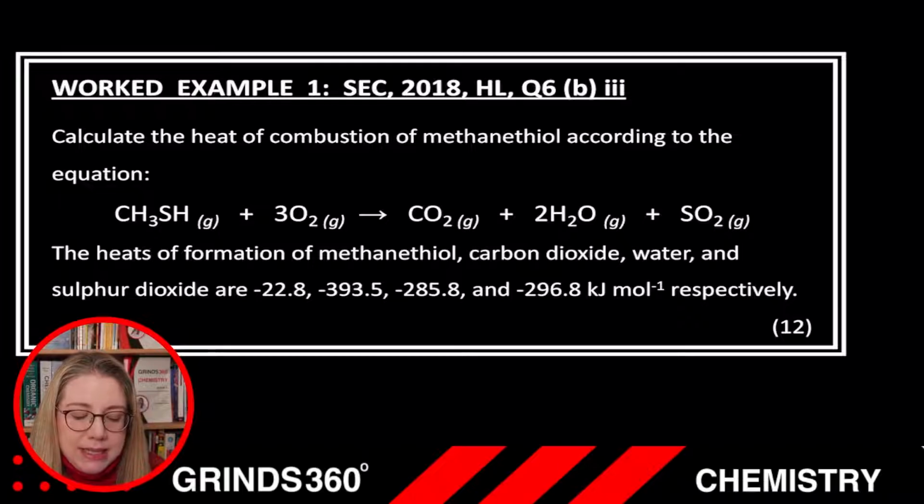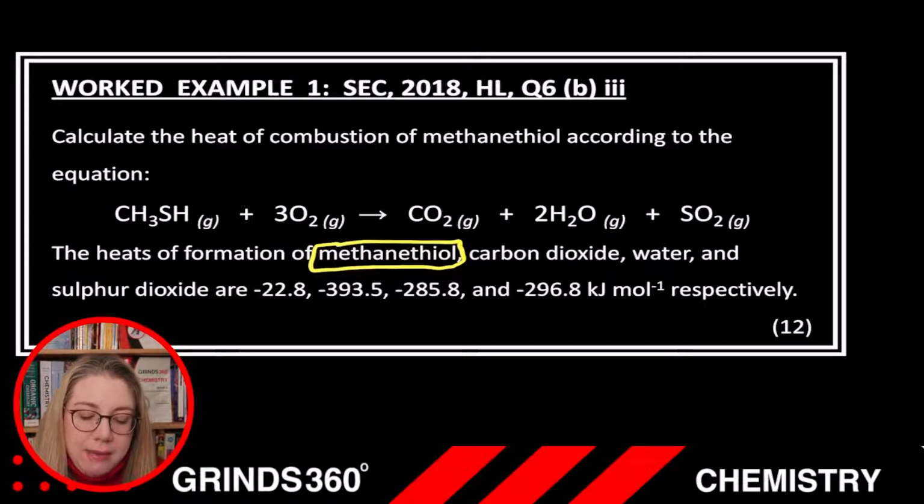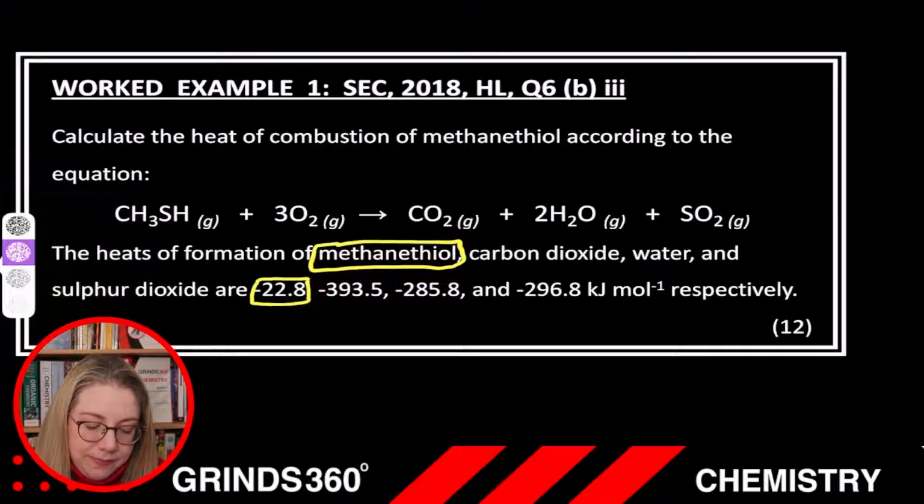Now, the word respectively means this. The first name that we see here is methane thiol. That means the first number that we read, its heat of formation is for methane thiol. So that's the minus 22.8. Then the second name that we see is carbon dioxide.